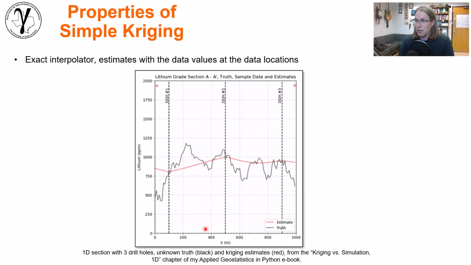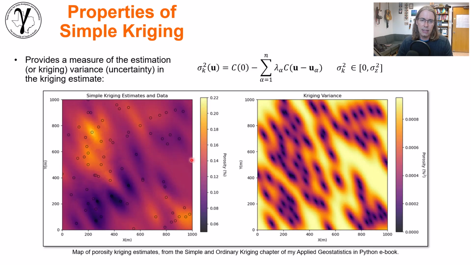It's an exact interpolator, so it has exactitude. And what that means is that the data locations, here's an example of a one-dimensional section in space X, lithium grades in parts per million. The black line, I grant you superhuman power that you can see the truth. You don't have the truth, but that's what it is. But you only have these data points here, and here, 3 drill hole locations. And if you look at those locations and you do Kriging, you get a model like this, the red line, and that model does pass through the data at the data locations. You will estimate the values of the data at the data locations. It is your new best friend.